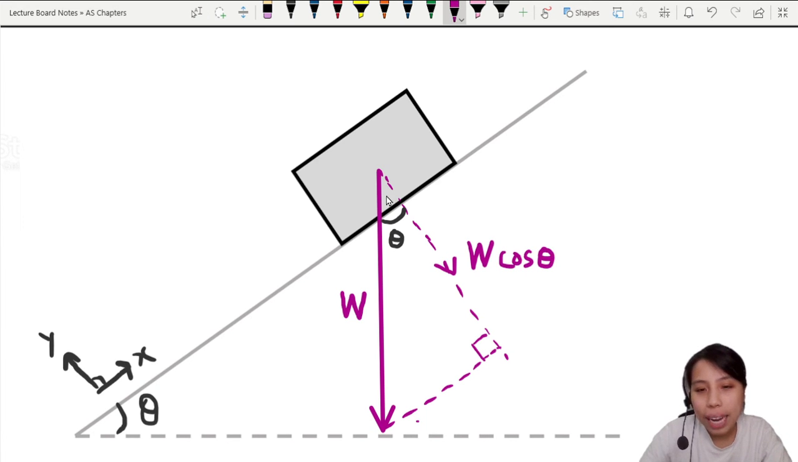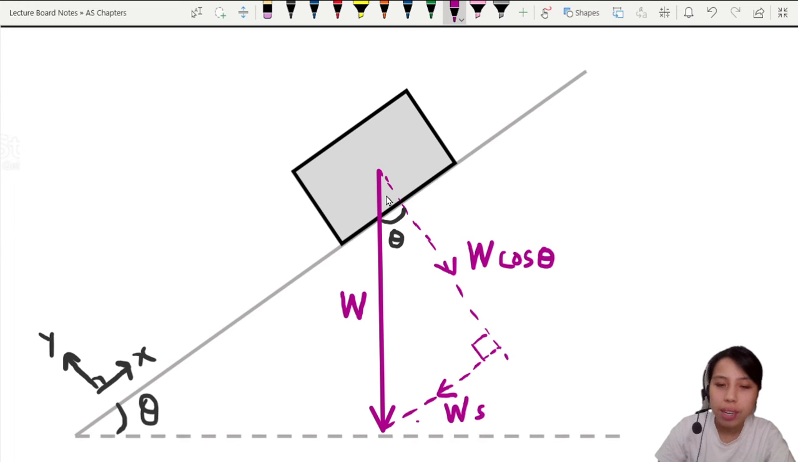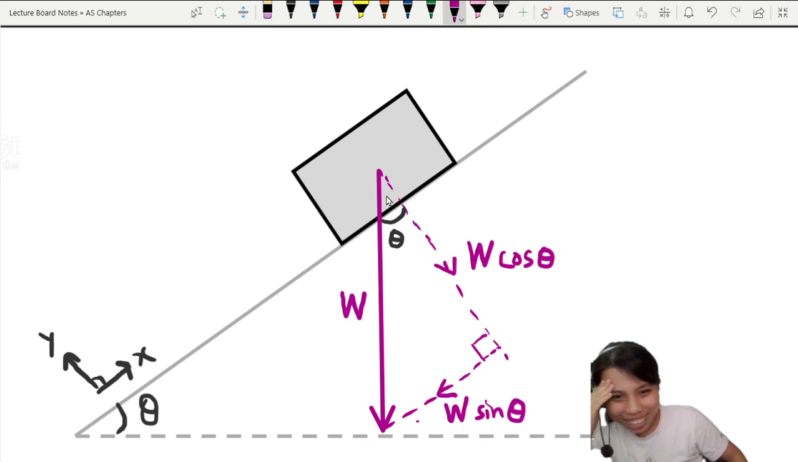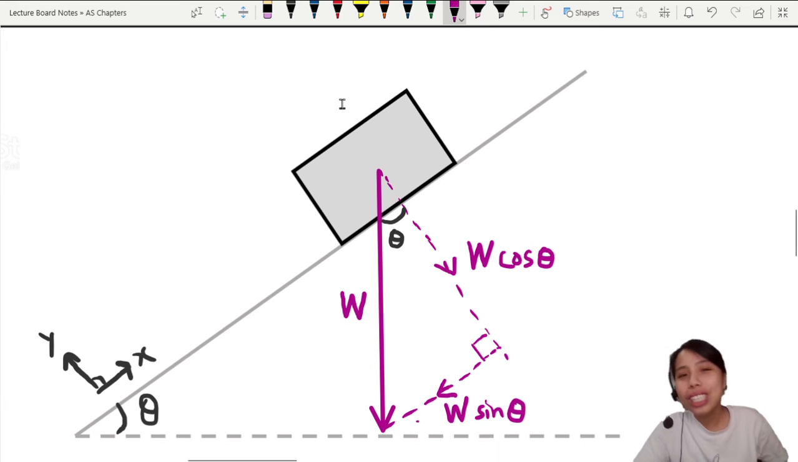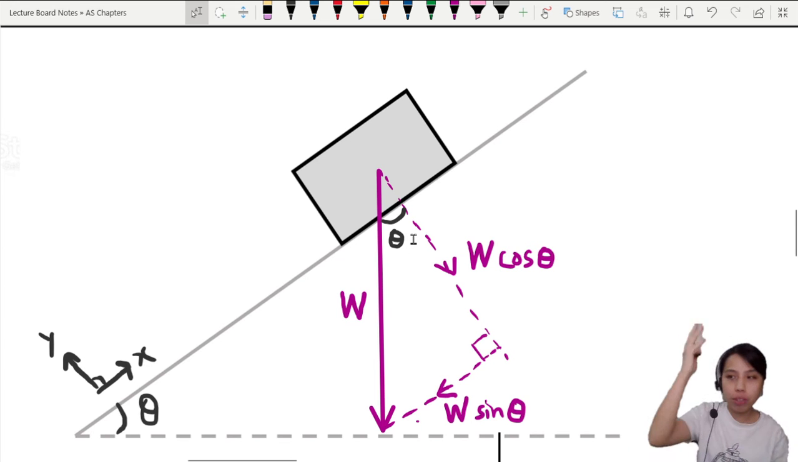Then the one that actually causes this object to slide down the plane in that component, this force is the one that is responsible for that acceleration, will be W sine theta. Ooh, okay. So if they ask you what is the magnitude of force causing this to slide down, that's going to be W sine theta, because it is parallel to the slope. This is the force on the box.